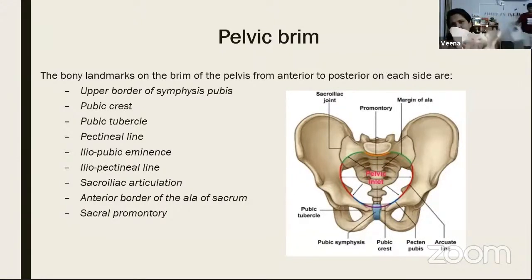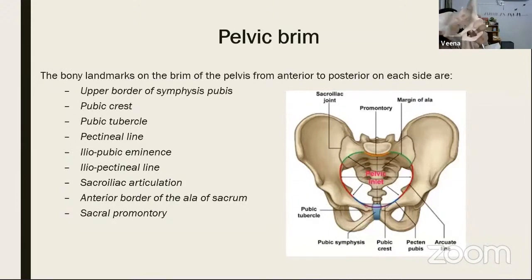It has two portions. One of the portions is on the pubis part of the hip bone, and the other one is on the ileal part of the hip bone. Okay, this is the ileum. So the iliopectineal line is completely from the pubic tubercle to the sacroiliac joint. In between this, we'll have the iliopubic eminence.